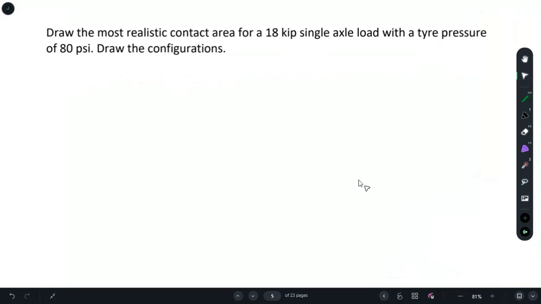We will solve a problem on the contact area of a tire that is moving upon a pavement. So the thing is, when a tire goes over a surface, it has a contact area over the surface.